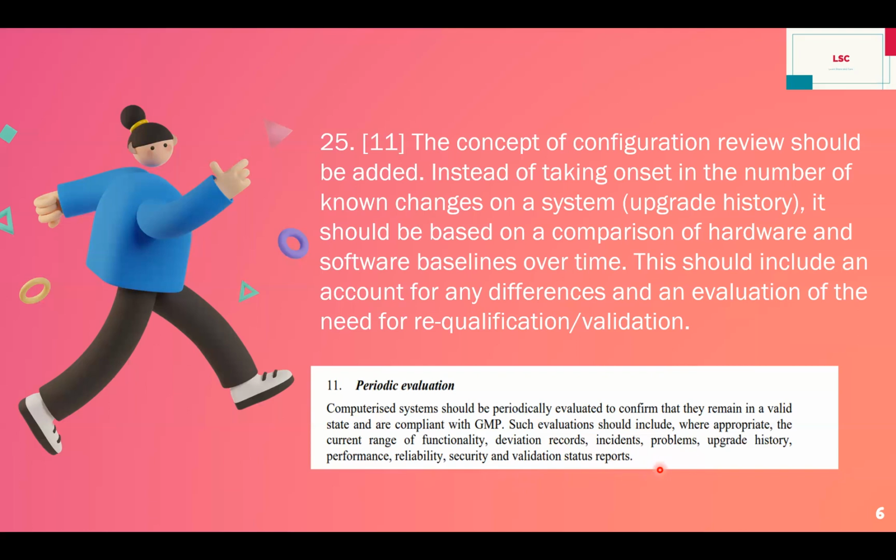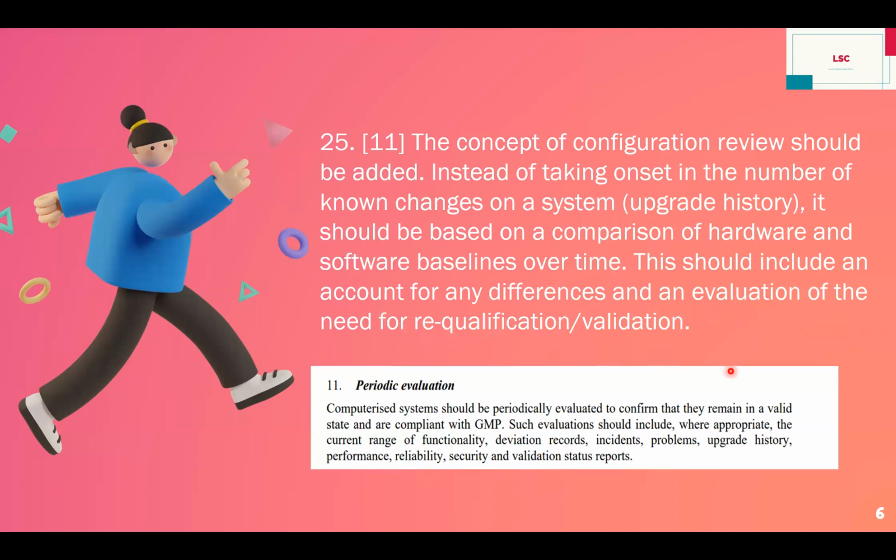But the concept paper gives one thing that is not written here. What is this? The concept of configuration review should be added. It means we did the configuration in our electronic system, and the EMA wants that there should be a review of that configuration also. Instead of taking onset in the number of known changes in a system upgrade history, it should be based on the comparison of the hardware and software baseline over time. This should include and account for any differences, and an evaluation of the need for requalification and validation.